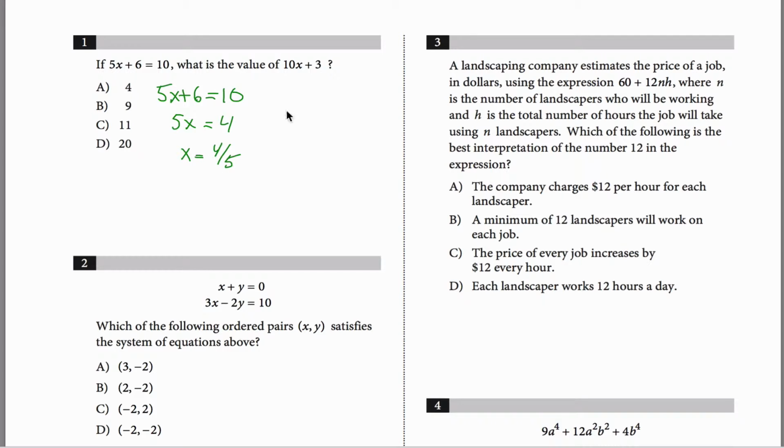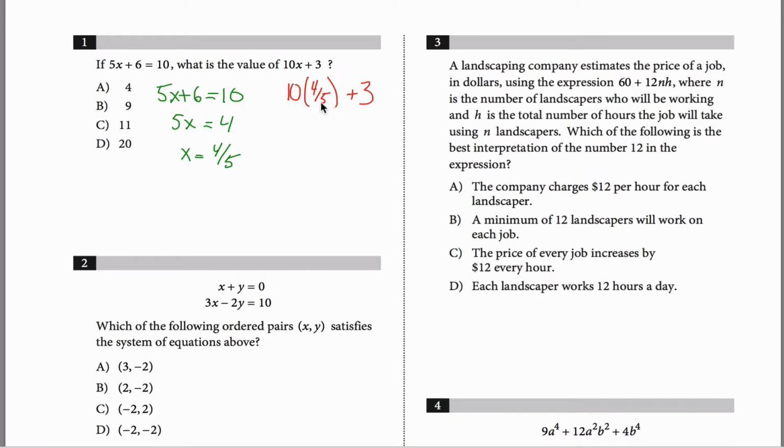And then what you're trying to do with that is figure out what 10x plus 3 is equal to if x equals 4/5. So you take this 10x plus 3, but instead of writing an x, you write 4/5. And then you're going to need a little bit of skills with fractions here. We're multiplying fractions. This is really a 10 over 1. And when you multiply fractions, you multiply straight across. You get 40/5, aka 8.